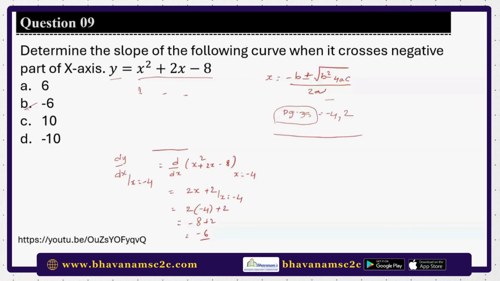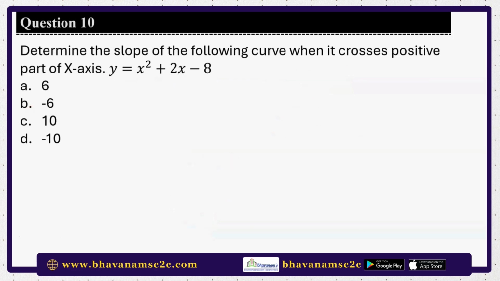Now, in the previous question, they asked us when it crosses the negative part of the x-axis. In this question, the difference is when it crosses the positive part of the x-axis. What you have to do is equate this equation to 0 and find out the roots. After finding the roots, you have to consider the positive value of x and keep that aside.